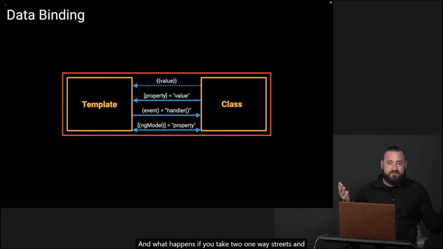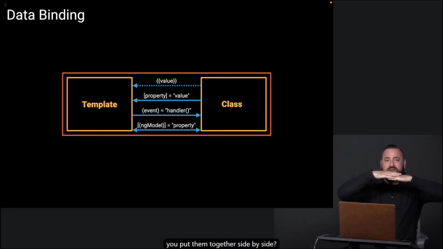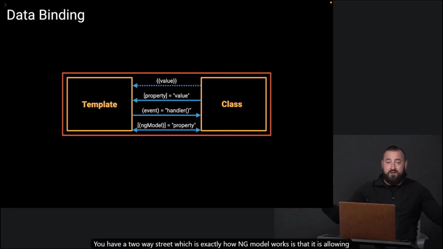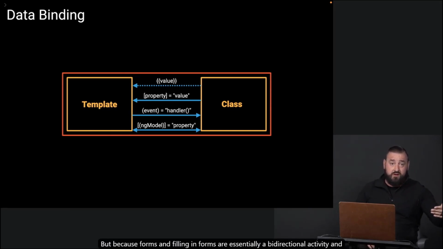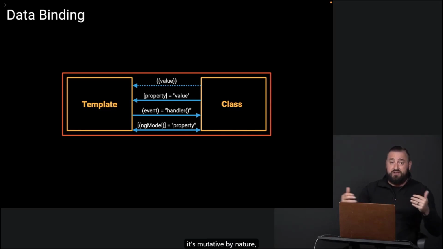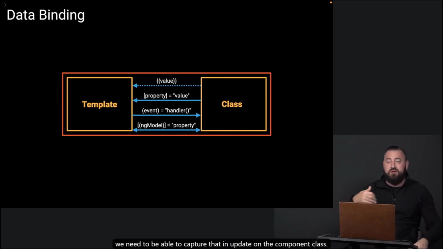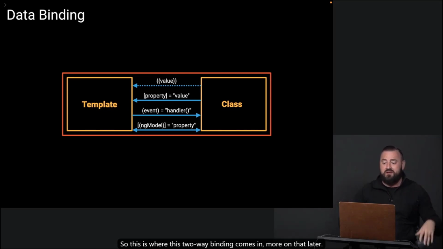And what happens if you take 2 one-way streets and you put them together side by side? You have a two-way street, which is exactly how ngModel works. When you update it in the component class, it renders in the template, but because forms and filling in forms are essentially a bidirectional activity and mutative by nature, we need to be able to capture that and update our component class. So this is where this two-way binding comes in.